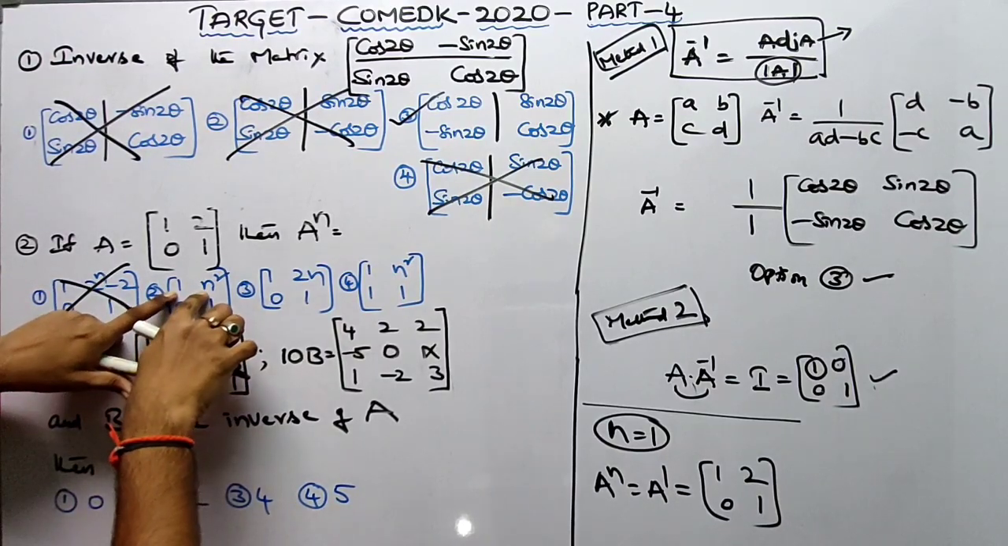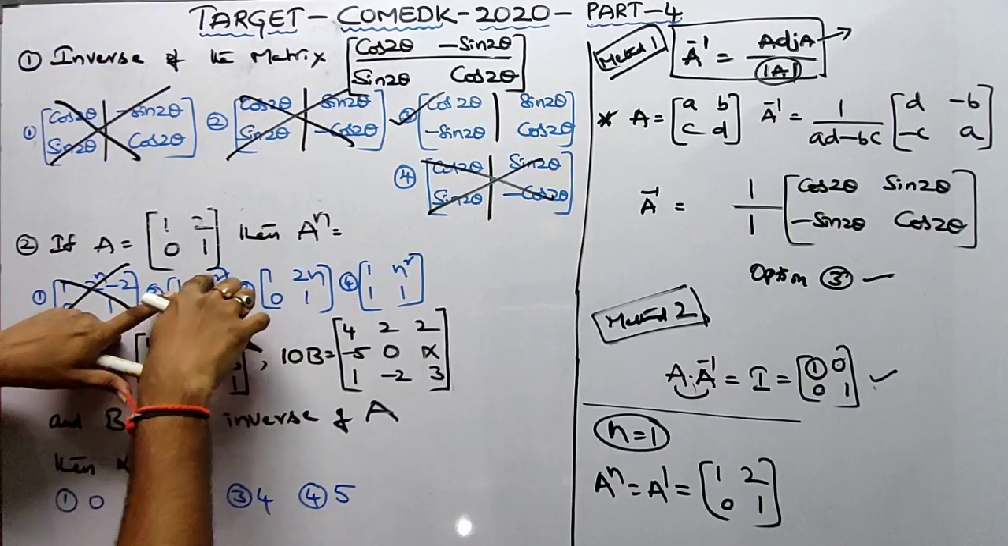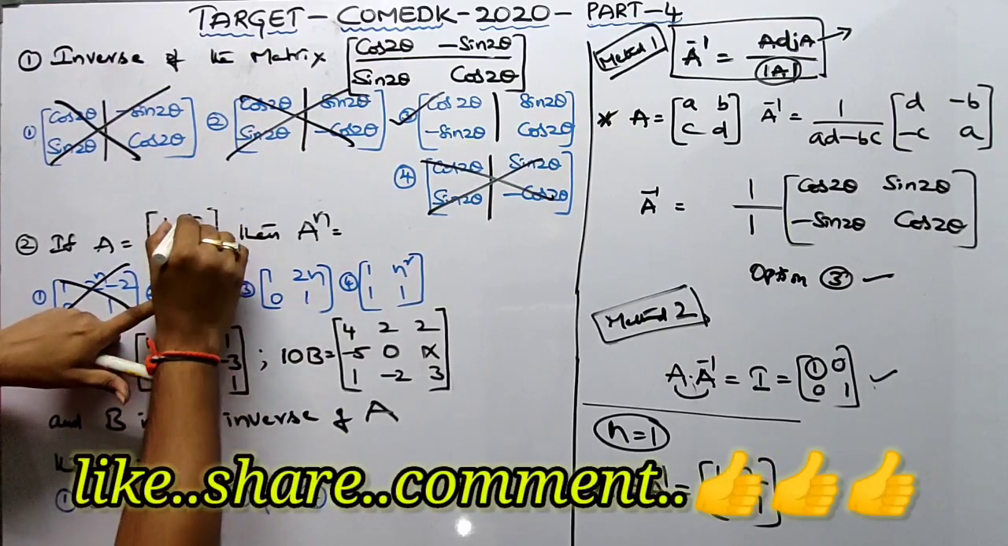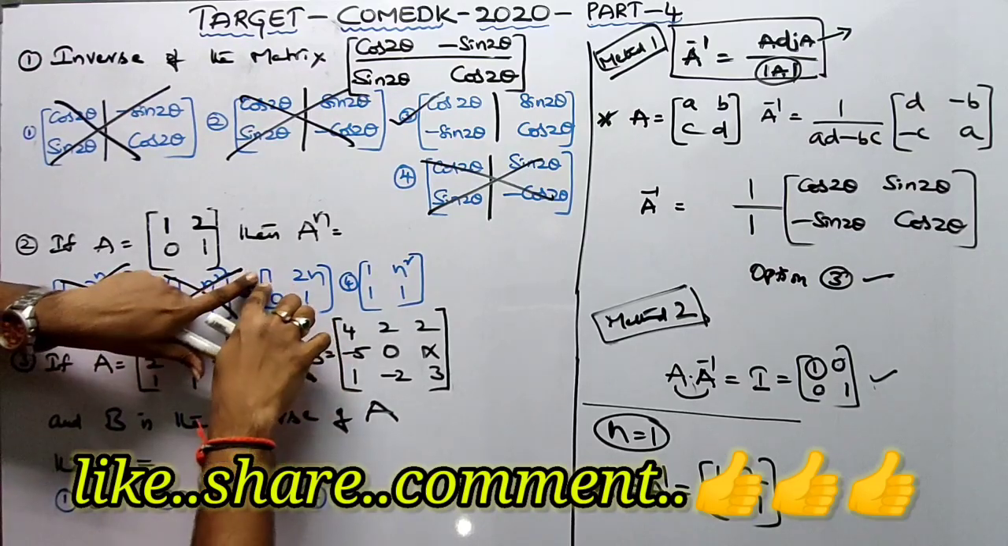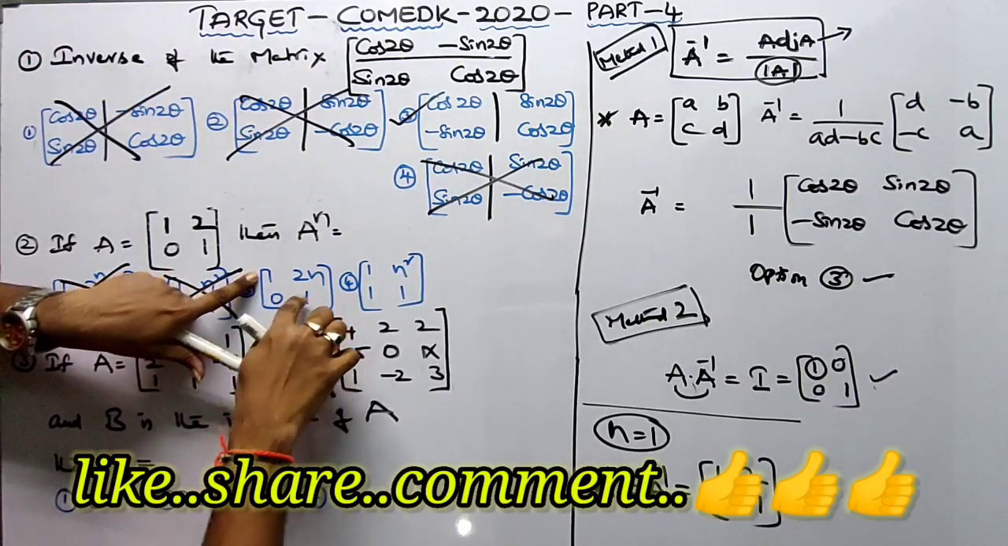Coming to next, if you take n equals 1, 1 square is nothing but 1, 1 1 0 1 is absolutely wrong. Why? Because this is 1 2 0 1. That's clearly a wrong answer. If you take here 1 into 2, 1s are 2 0 1, yes, it satisfies.